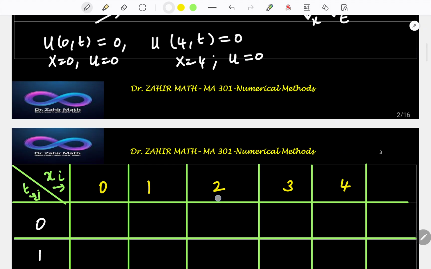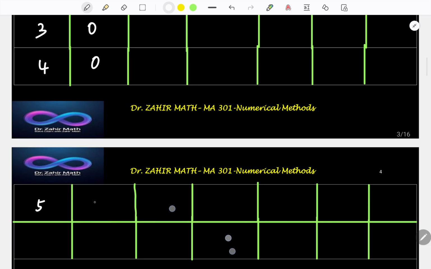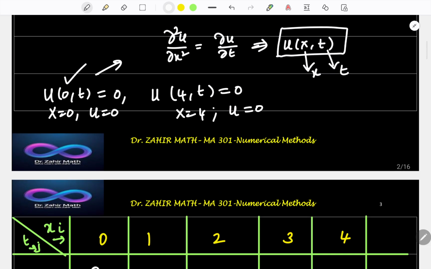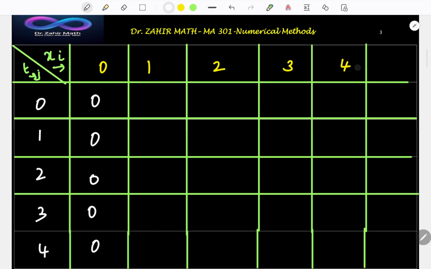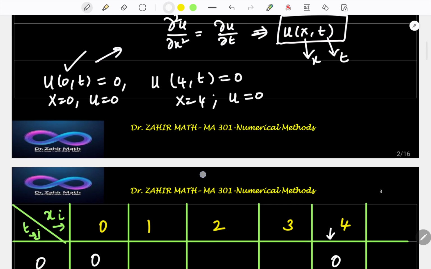Where is x equal to 0? The first column. So the temperature is 0, 0, 0, 0, 0 and 0, right? This finished. Now u of 4 comma t. Where is x equal to 4? Here is x equal to 4. So all the temperature values are what? 0, right?